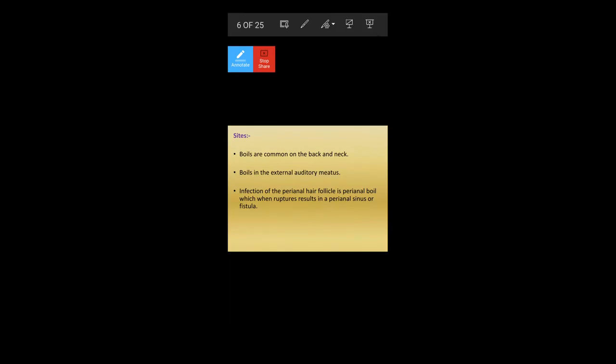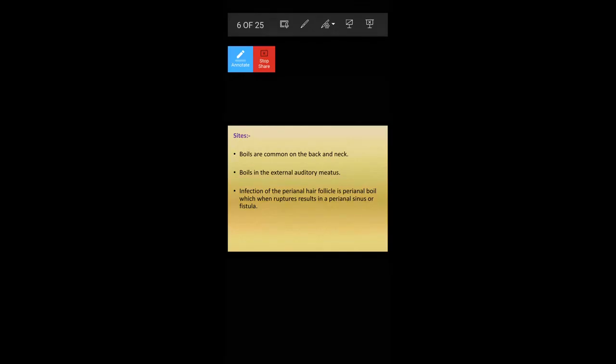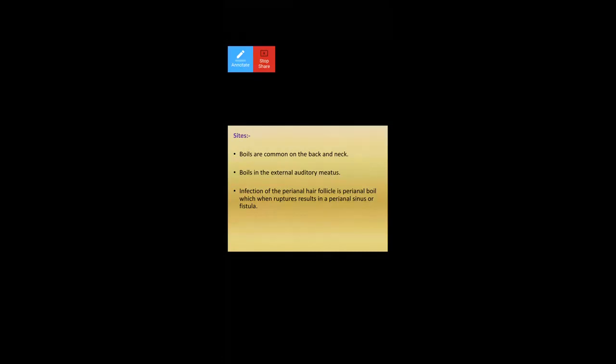Around the auditory meatus, because there are small hairs in your ear pinna, boils are very common there too. Infection of a perianal hair follicle is also called a perianal boil, which when it ruptures results in a perianal sinus or fistula. Boils are also common around the anal orifice, also called the perianal region. Whenever there is a perianal hair infection, it is called a perianal boil. This area around the anus is very dangerous. Why? Because if the boil is not treated properly, it will go deeper and create a sinus or a fistula.